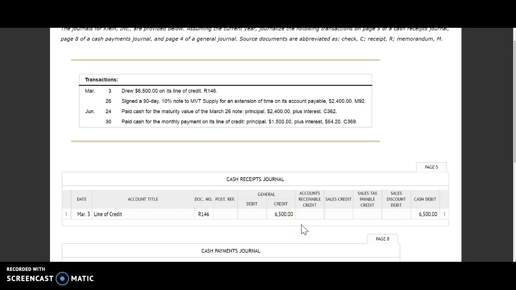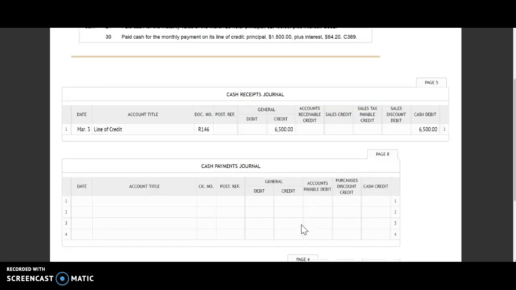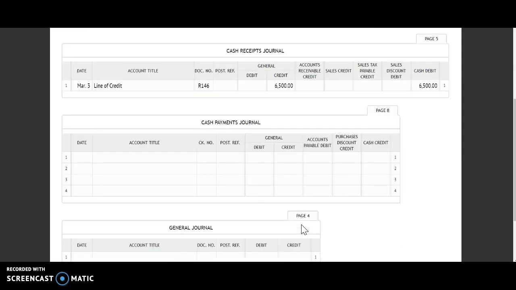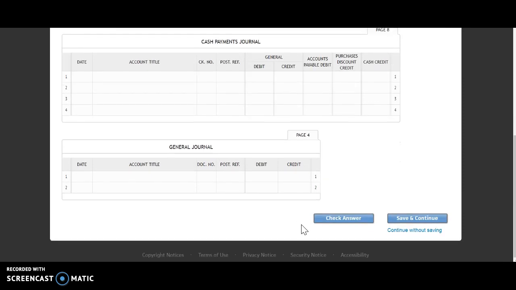We signed a 90-day 10% note to MVT Supply for an extension of time on its accounts payable, $2,400, memorandum 92. This one is going to go into our general journal. We're not actually paying any cash. We're not receiving cash. So here we're going to go into our general journal. So I'm going to start with my date, March 26th.